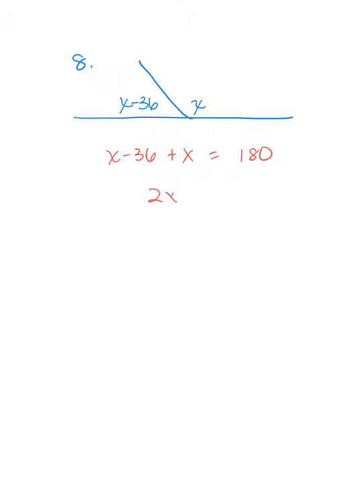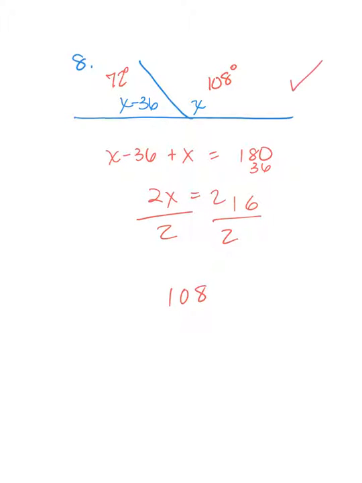So we get 2x equals, isn't it 2x minus, or, 216, I think? Somebody check that on me. If you add 36, that's 216. Very good. So we divide by 2, and that's 108 is what x is. Remember, x is the big guy. So what is 108 minus 36? That is 72. Now, what do 108 and 72 add up to? 180, so it checks out okay.